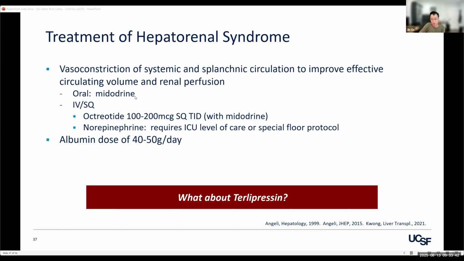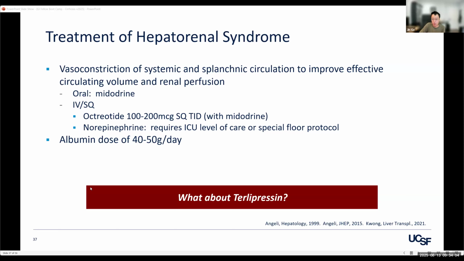Usually this is what we call the MOA, which is midodrine, octreotide, and albumin. And typically, you would start midodrine anywhere from like 10 to 15 TID. You start the octreotide, which is also TID, and then also albumin dosed about two bottles per day.